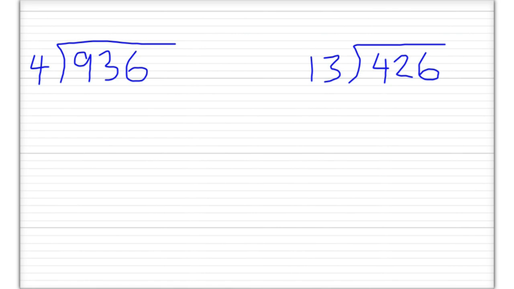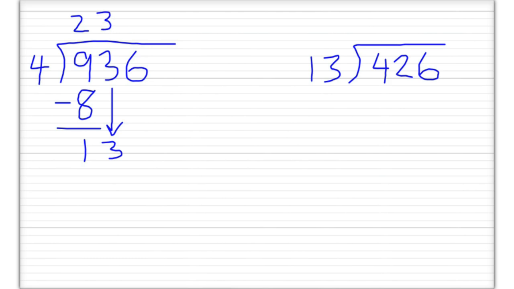What we do is we ask, can the 4 go into the 9 here? Yes, it can. We check how many 4s go into 9, and that answer is 2. So 2 4s go into 9, and 2 times 4 is 8. Then we take away the 8 from the 9, and we get 1. So 9 minus 8 is 1. Now, does 4 go into 1? No, it doesn't. So we drag this 3 down here, and we have 13. Does 4 go into 13? Yep, it does, 3 times.